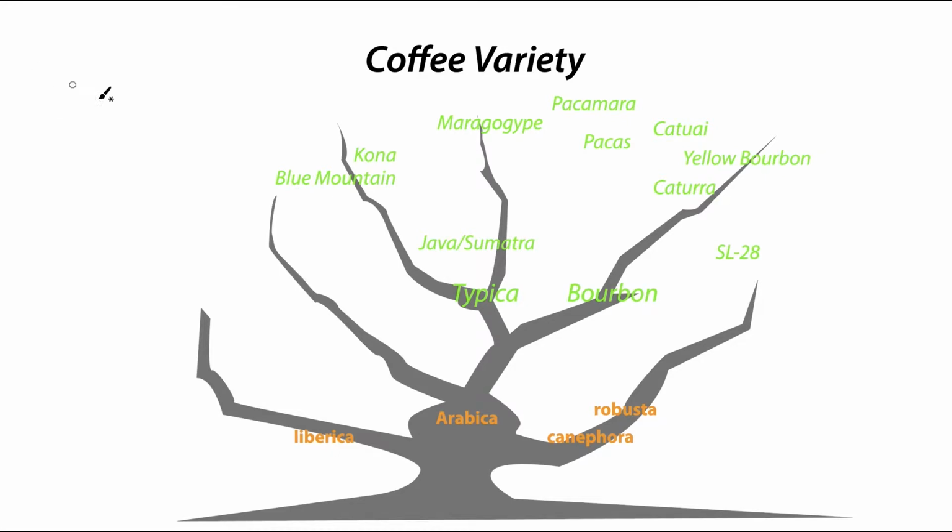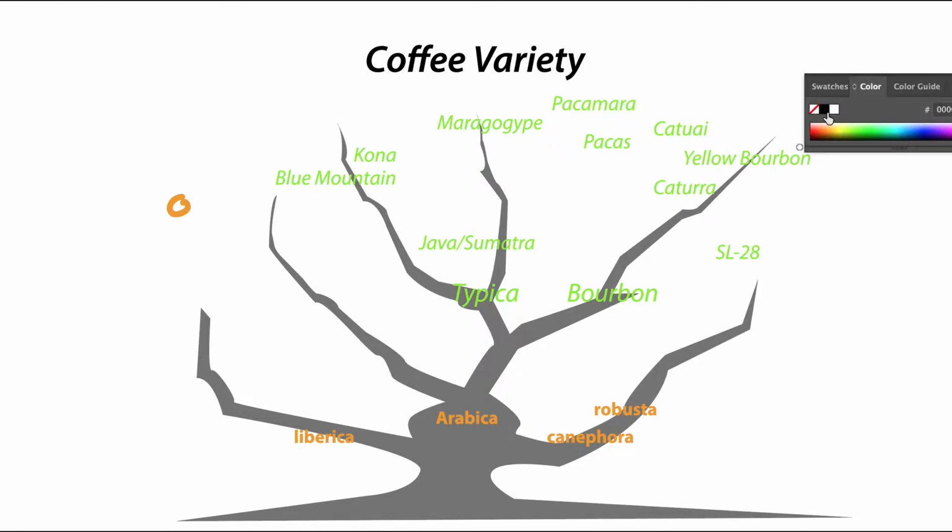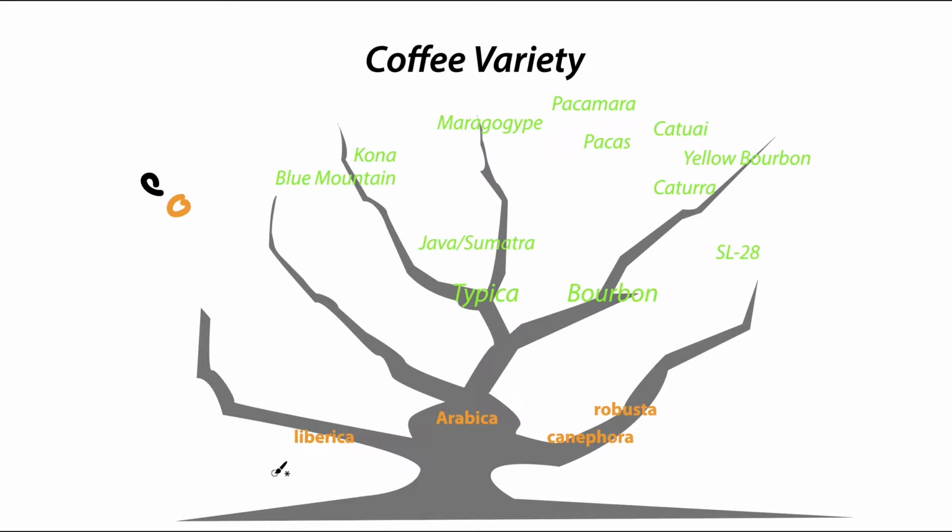I've copied this type of chart which shows the coffee tree, and I'd like to try and make it easy for you to understand what's going on. Okay, let me just change the color to black. Basically, there are usually two main groups of coffee varieties. We have Arabica and we have Canephora, which we usually call Robusta.